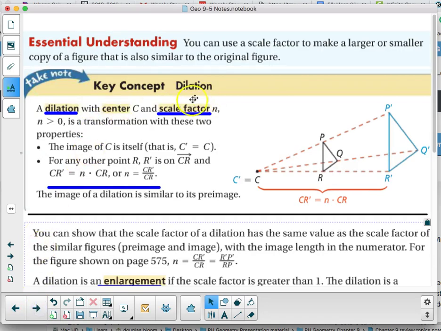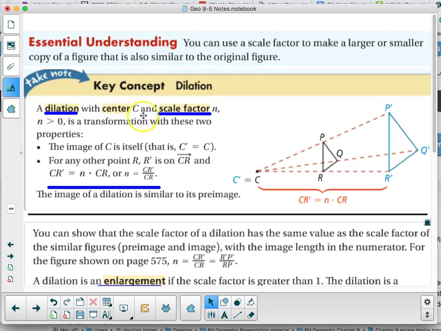Now, essential understanding. You can use a scale factor to make a larger or smaller copy of a figure that is also similar to the original figure. That's just multiplying by the scale factor, and you can use it as a multiplier. If the scale factor is larger than 1, it'll make your value grow. If the scale factor is less than 1, it'll shrink your value. And we'll talk more specifically about that as we go through the problems.